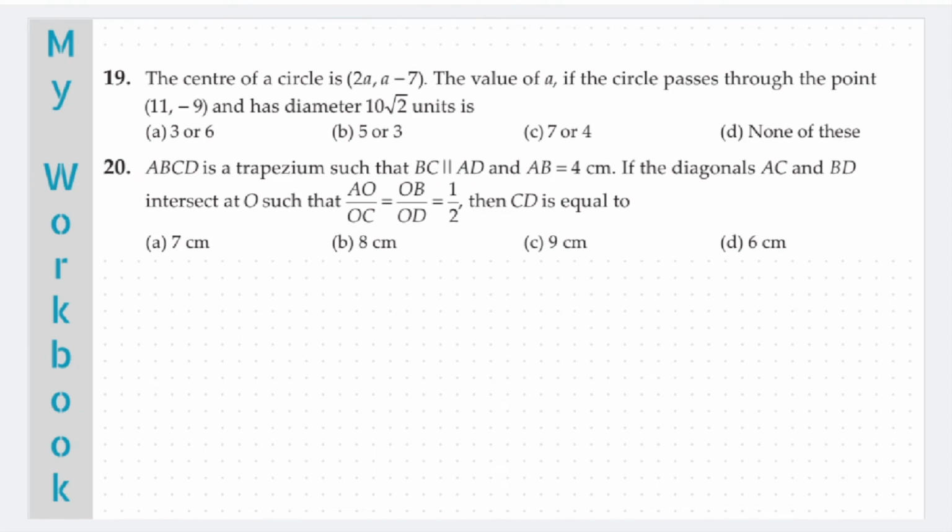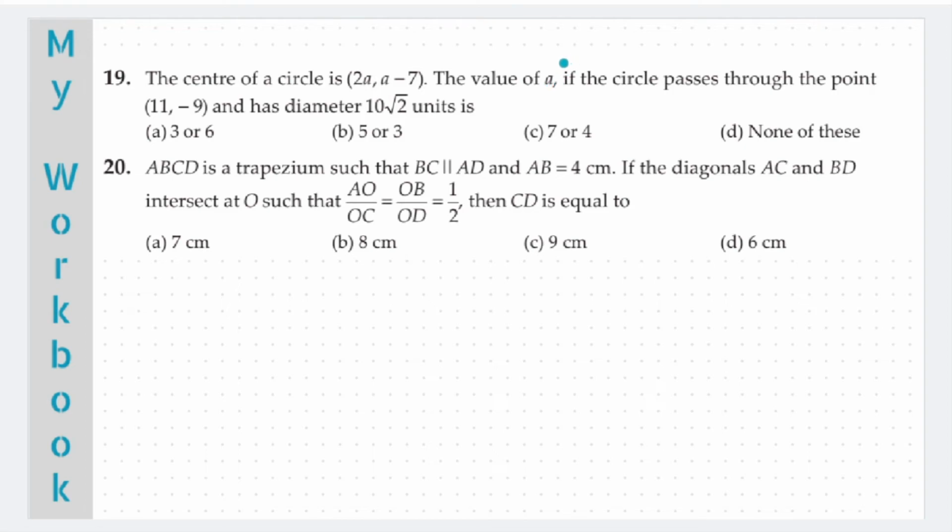Next, question number 19. The center of a circle is (2a, a minus 7). The value of a, if the circle passes through the point (11, minus 9) and has a diameter 10 root 2 units, is.